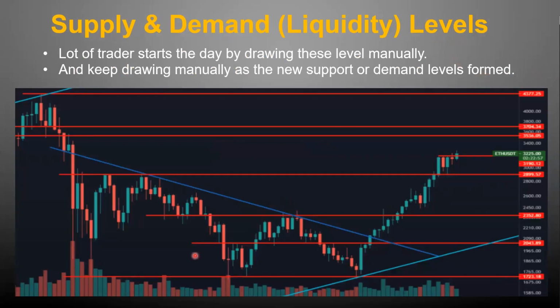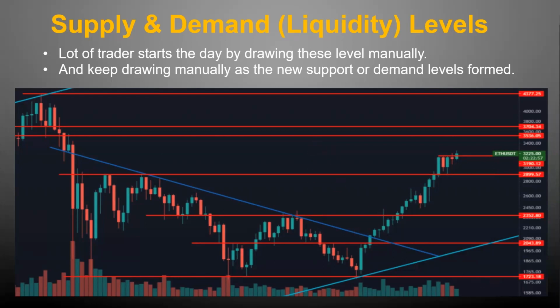A lot of traders start out the morning, get in, and just start drawing lines, like, well, this seems like it's significant here, so I'll draw that line. And then this seems significant, and this, and this. A lot of folks just draw manually as the new support and demand levels form. But we have a premium indicator that can indicate these zones for you, and we're going to get to that in just a minute.